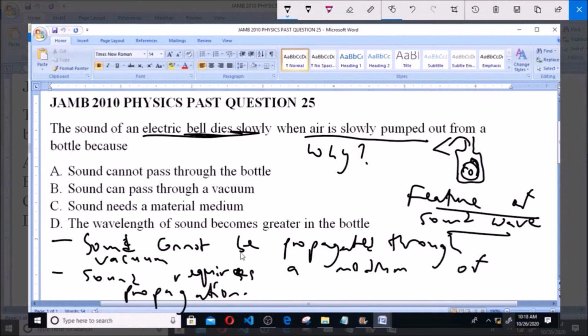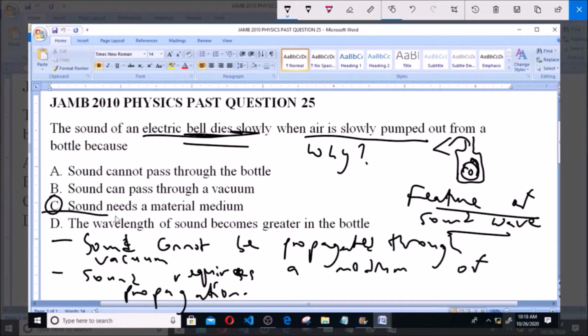Okay, so sound requires a medium of propagation. Now, when you take out the air from this bottle, what happens is that there is no more medium for the sound wave to be propagated. Therefore, the sound of the bell will now die slowly. So the answer to this question is C.